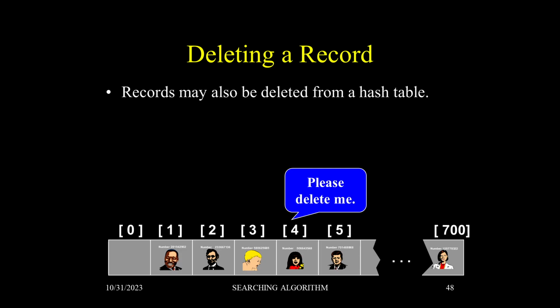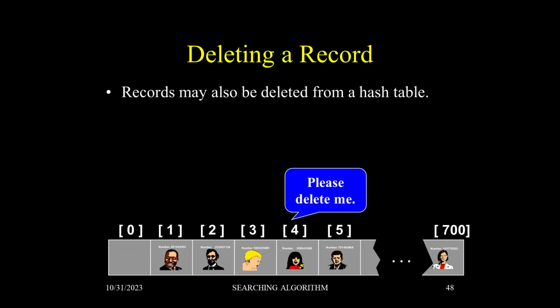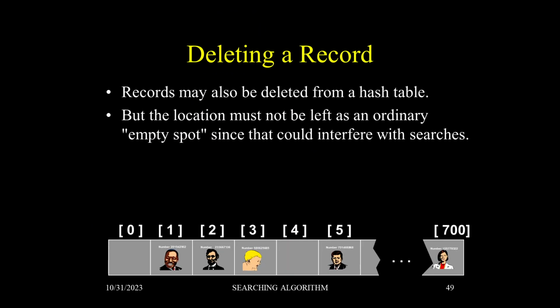Now suppose I want to delete a record. Suppose for A of 4 you say, please delete me. Okay. So you want to delete me, what will we do? A record may also be deleted from a hash table, but the location must not be left as an ordinary empty spot, since that could interfere with the searches, right? So this is the thing.